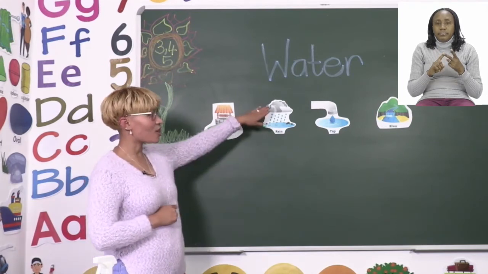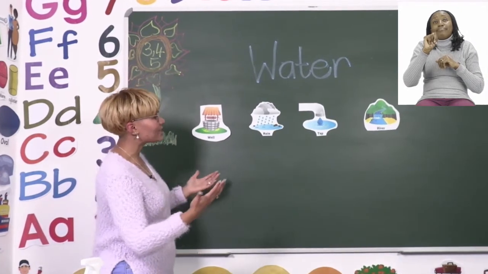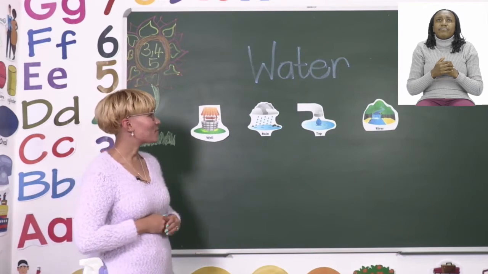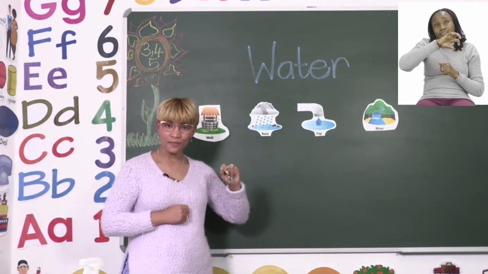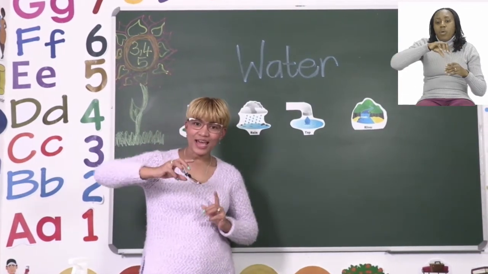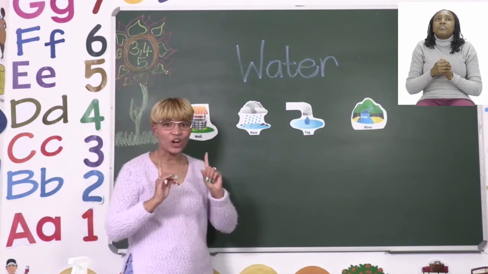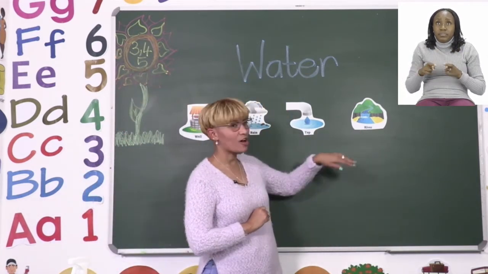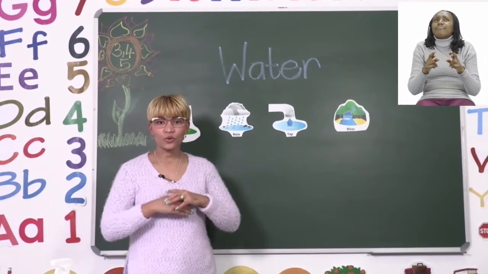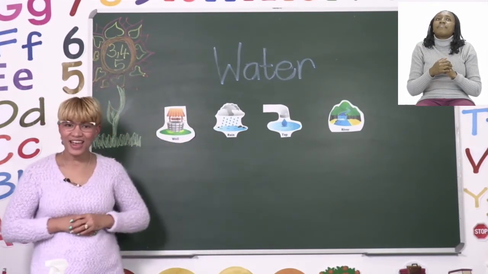Then we have a picture of rain, because rain is where all our dams and rivers get their water from. Then we also have a picture of a tap. Remember, this is where we go in our houses, we open the tap and all the water comes out. And then the last picture is a picture of a river. A river is another water source that also gets its water from the rain.